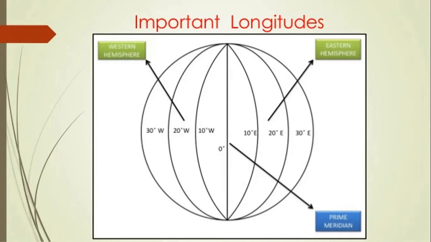They are not parallel to each other. They are 360 in total, 180 in the eastern hemisphere and 180 in the western hemisphere. And these are used to calculate the time of the place. Longitudes help us to calculate the time of a place.